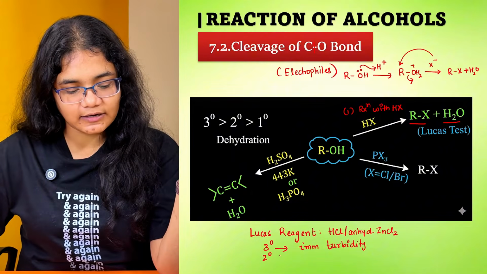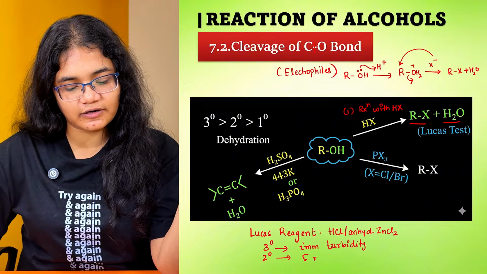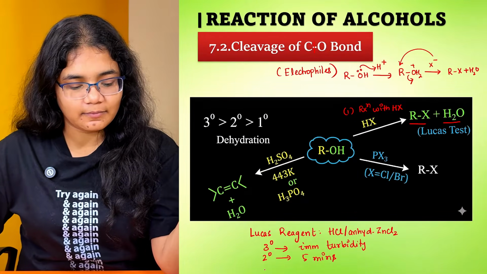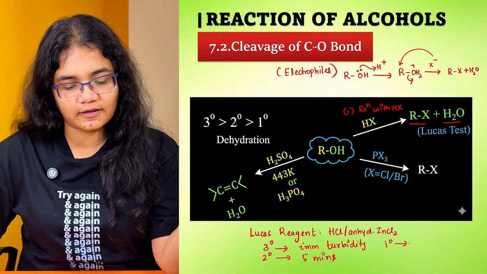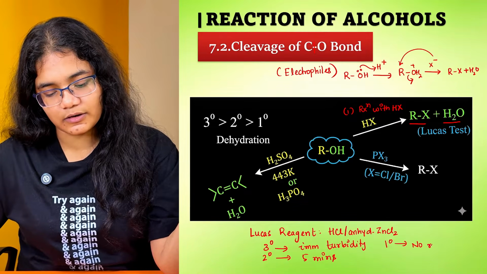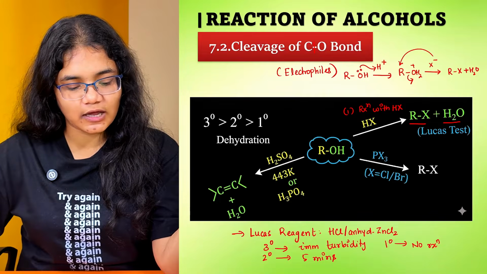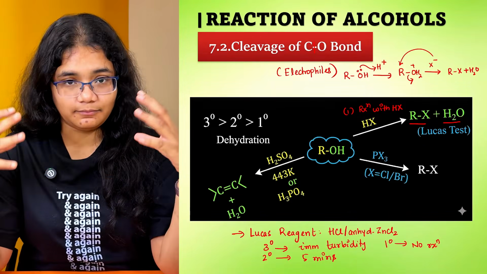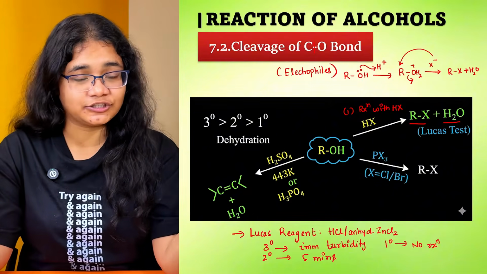If it is a secondary one, what will happen? The reaction will take place after 5 minutes, meaning the turbidity will occur, but after 5 minutes. But if it is primary, then there will be no reaction. So in this way, using Lucas reagent, we can identify primary, secondary and tertiary alcohols.